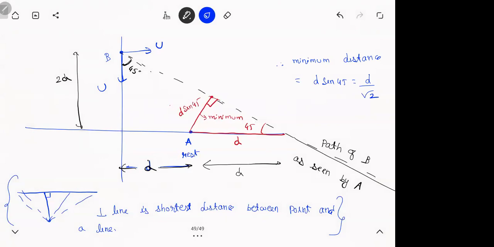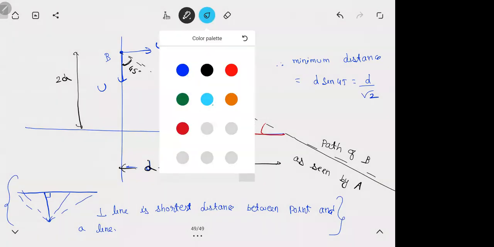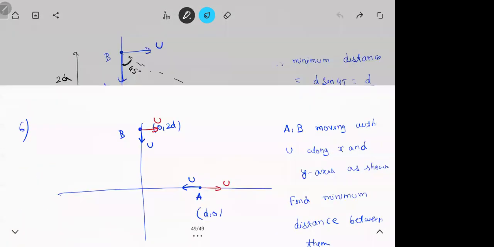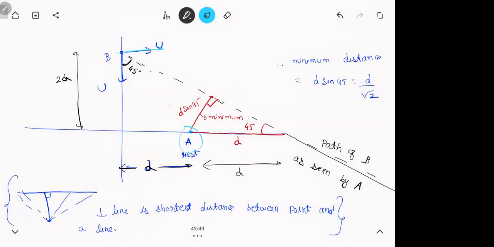I'll explain the whole thing again. Listen once. First thing, you took u this way, so you'll take u this way also. Because of this, A will come to rest, but B will go horizontally and vertically, so it will go at an angle like this. So A will think B is going at an angle. Then, because this is 45, this is also 45, this is 2d, so this is also 2d. So this length is d.